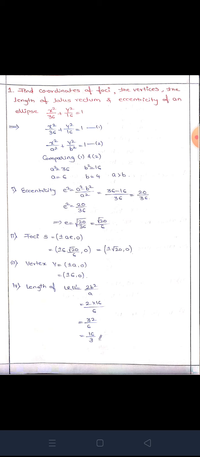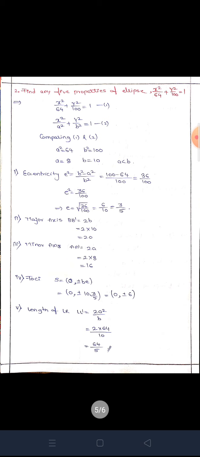Here it is the same as the hyperbola. First you have to compare it with the standard form. Find a squared and b squared. Then find the values of a and b. And then simplification. As you know the formulas, you have to write the formula and then just simplify it. Question number 2.